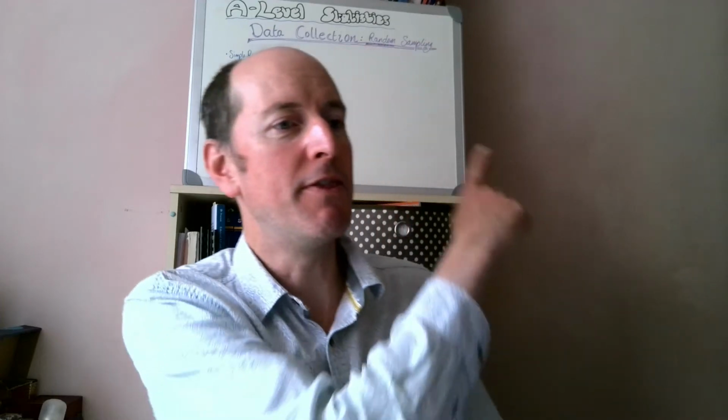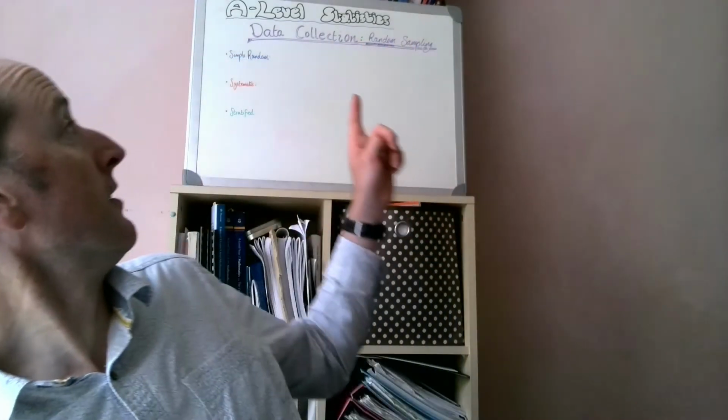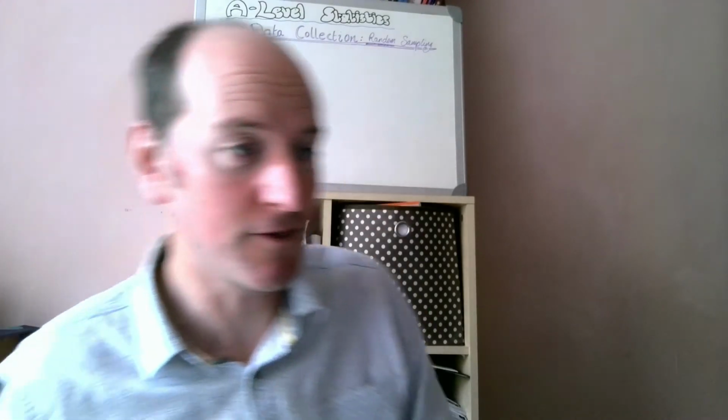There are 3 forms of random sampling we need to know about. They're up here: simple random, systematic, and stratified. So you might want to try and write down those 3 terms and identify anything you feel you might know about them now before I go through it with you.